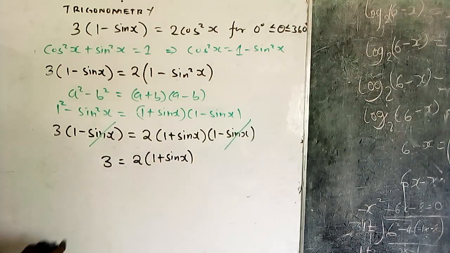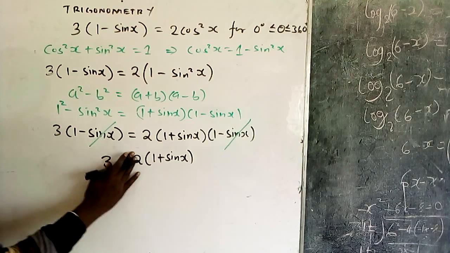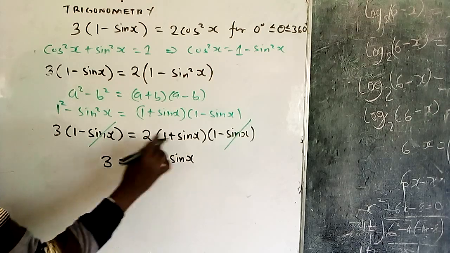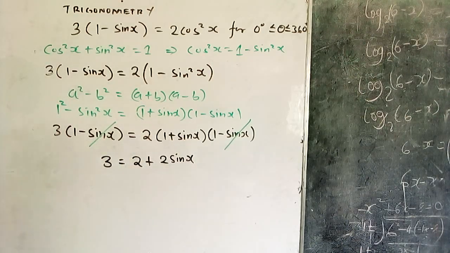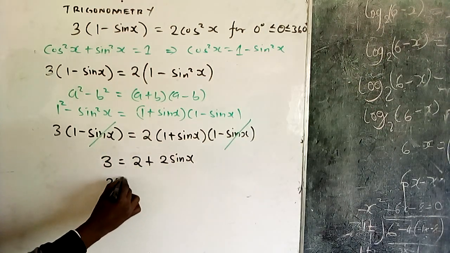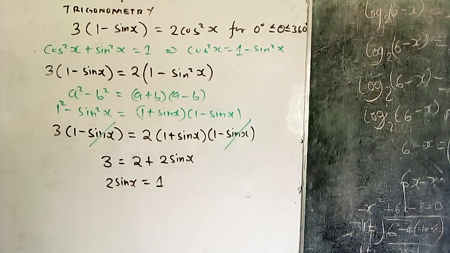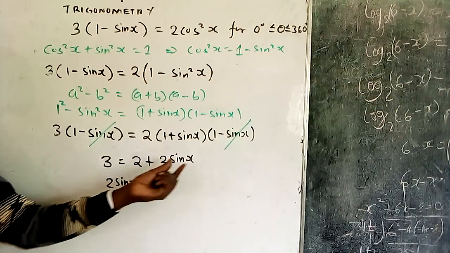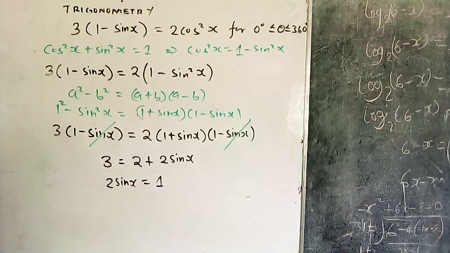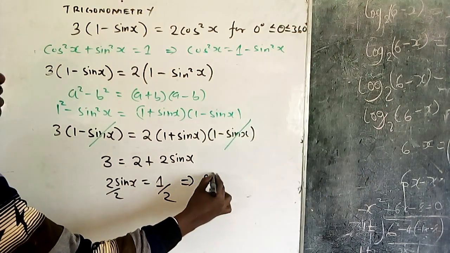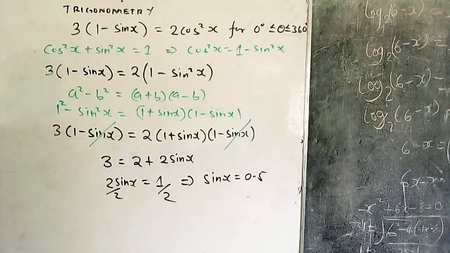Are we together? So what do you get if you simplify? Simplifying this is simple. 2 times 1 is 2, plus 2 times sin x is 2 sin x. What is outside the bracket multiplies everything inside. So here you have 3 equals 2 plus 2 sin x. You bring 2 to this side of the equation, so you have 3 minus 2, you get 1 equals 2 sin x. So you have 2 sin x equals 1. For you to get sin x, you divide both sides of the equation by 2. So sin x is equal to a half, that is 0.5.